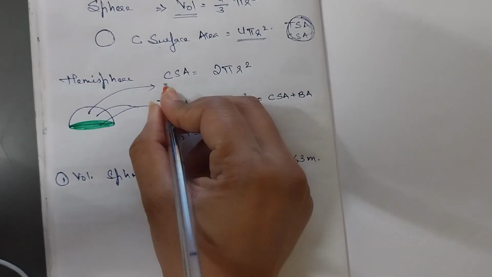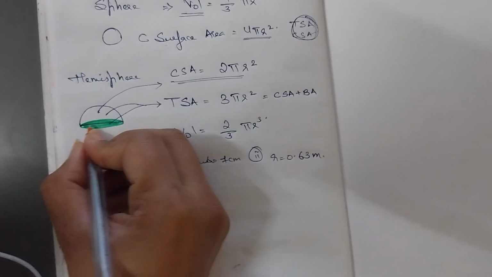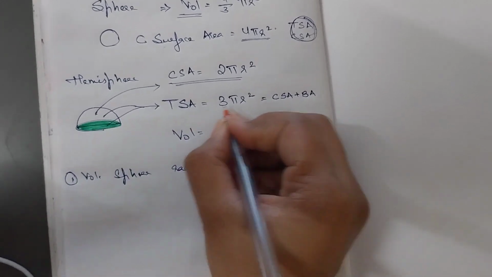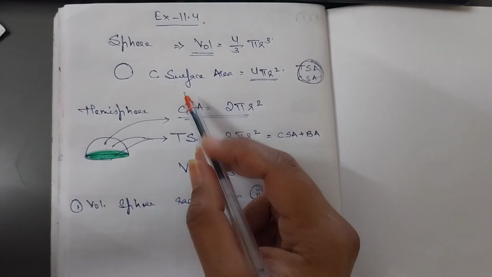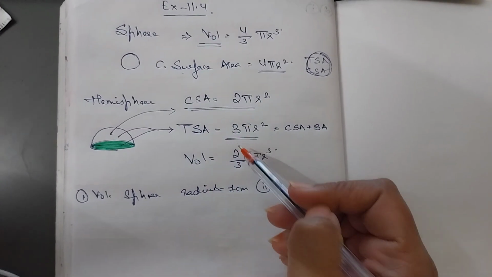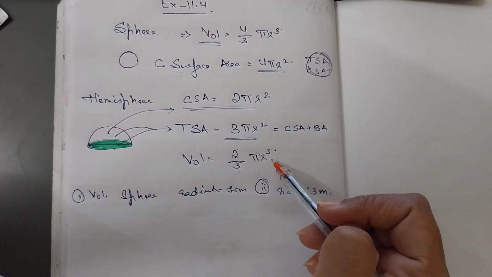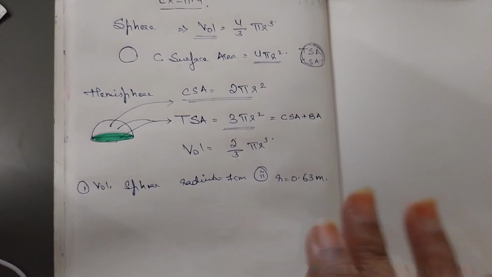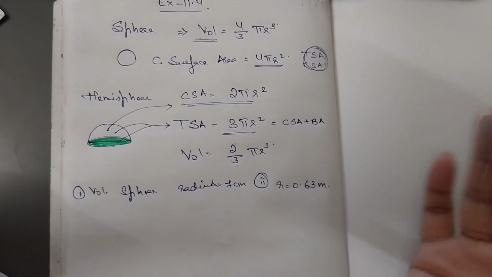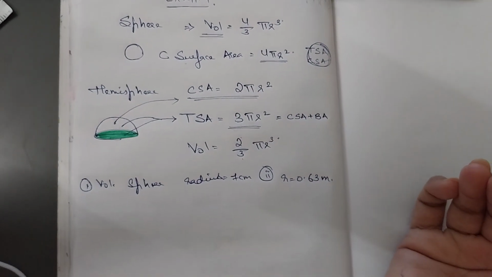Whatever the CSA is, another circle area is added to it and it becomes 3 pi r square. And then the volume of the hemisphere will be half of the volume of the sphere, which is 2 by 3 pi r cube. Cool until here. Next, we are going to start solving the questions. There's one more cylinder formula which we will do as we go through the exercise.